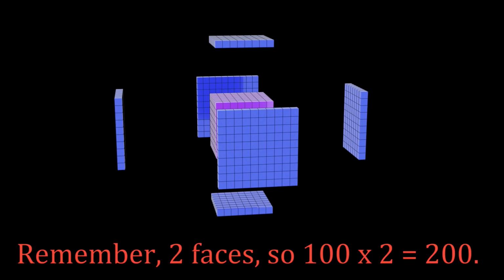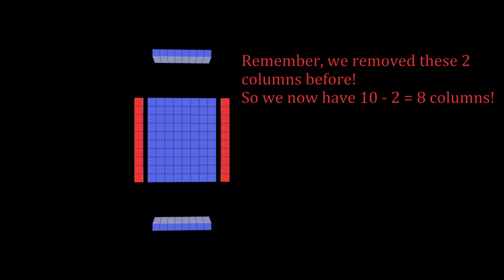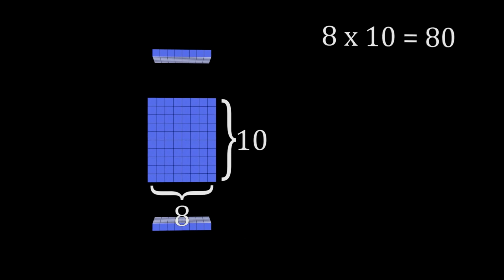Now, rotating 90 degrees, we can see that there are 10 rows and 8 columns of cubes. You must be careful to note the change in the number of columns here. It is no longer 10. This is a classic mistake when trying to solve this problem. Doing the same as before, we can see that this face is made up of 80 cubes. Again, remember that we have two faces, so we must multiply 80 by 2, hence, the number of cubes which make up these two faces is equal to 160.